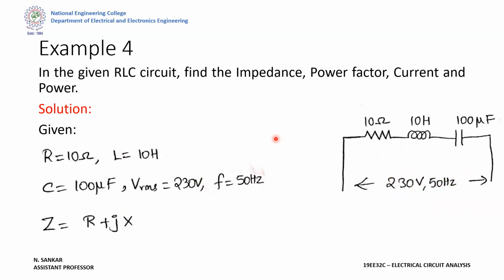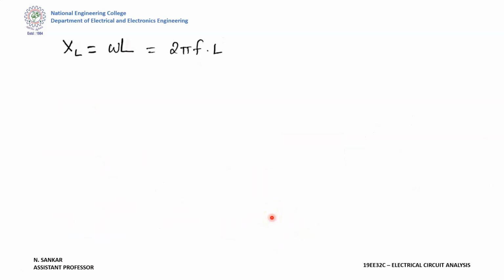First we have to find the impedance. So impedance is nothing but root of R square plus XL minus XC whole square. So this is the formula for impedance, R plus jX, okay, where X is nothing but XL minus XC. So in order to find the absolute value, we are taking Z square is equal to R square plus XL minus XC whole square.